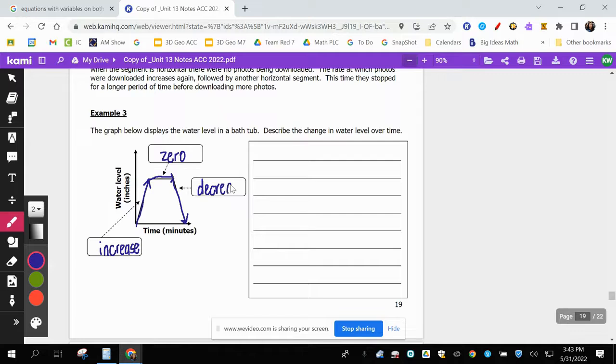All right, let's read what this problem is about. The graph below displays the water level in a bathtub. Describe the change in water level over time. All right, well, let's take a look. At the very beginning of this problem, the water level in inches is 0. So the tub starts empty. So I'm going to say at time 0, the tub is empty.